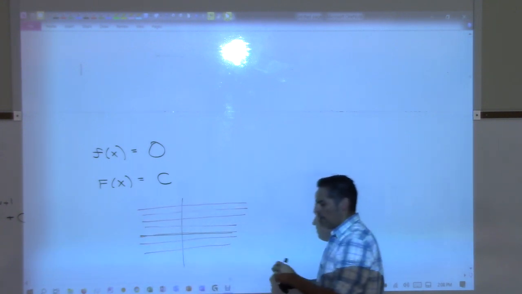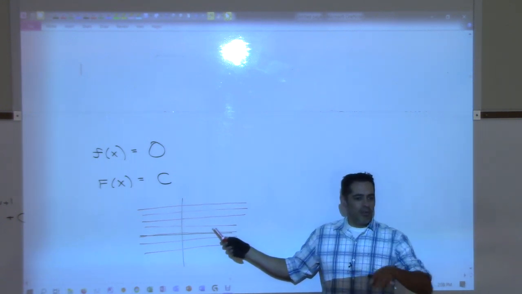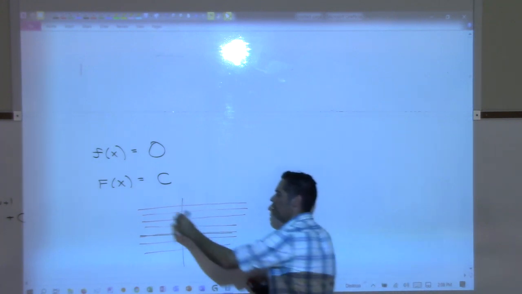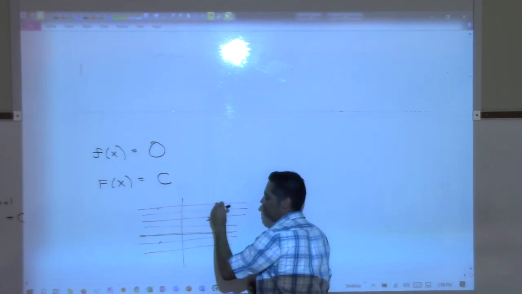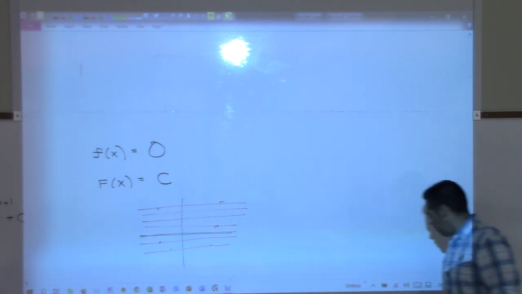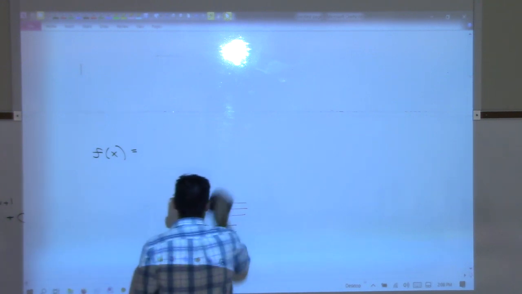And what do they all have in common? The slope of the tangent line anywhere on those lines is always 0. Right? Doesn't matter where you go. Go to any point on any of these lines, doesn't matter where it is, slope is 0 always. Good. All right, let's look at the next example.